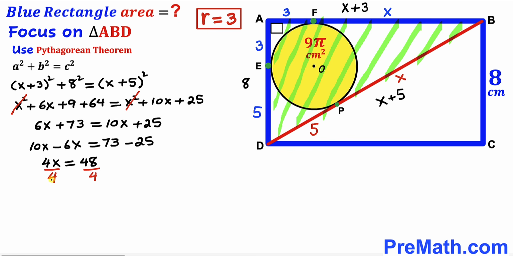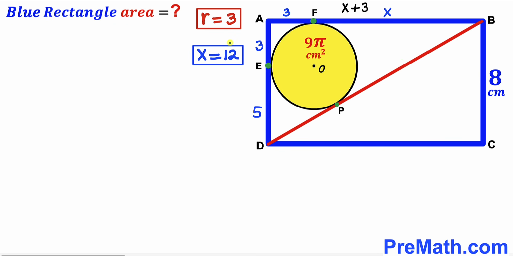And here we can see 4 and 4 is gone. So therefore our x value turns out to be 12 centimeter. So thus our x value turns out to be 12. So therefore this x value is going to be 12 centimeter as well. So therefore we can see that this whole side AB length is going to be x plus 3, means 12 plus 3 is going to give us 15 centimeter.